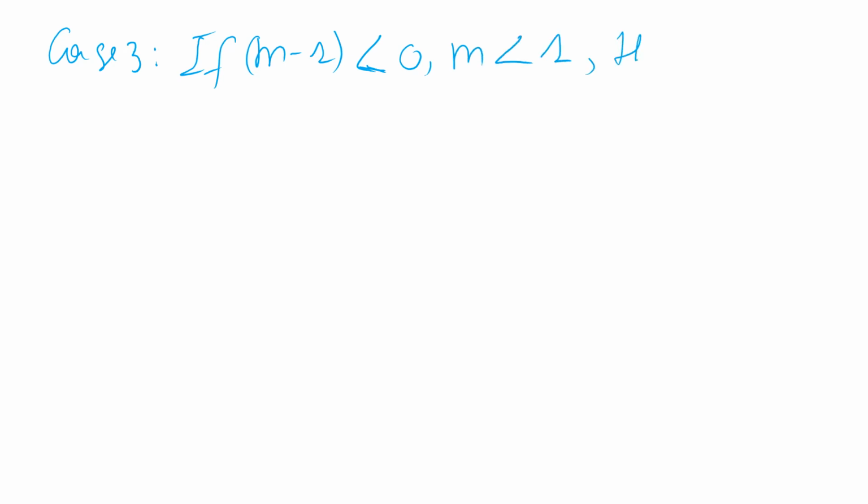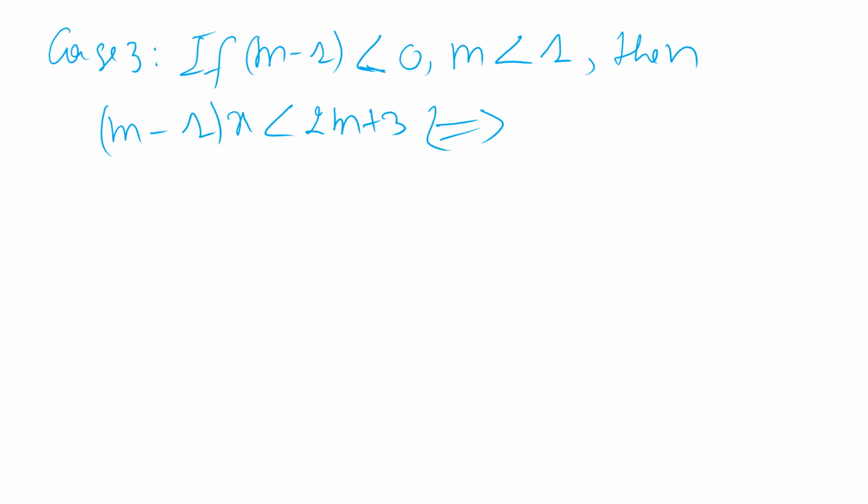Case number 3. Now, if m minus 1 is negative, less than 0, or we have m less than 1, then m minus 1 times x, which is less than 2m plus 3, is equivalent.